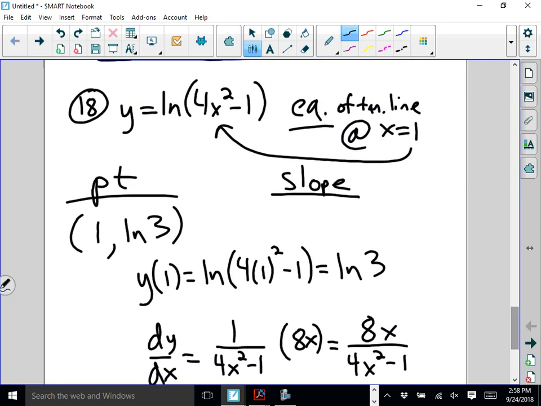Therefore my equation is y minus ln 3 equals 8/3 x minus 1. Okay.